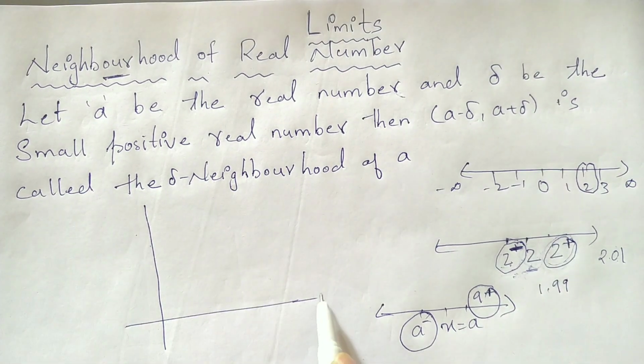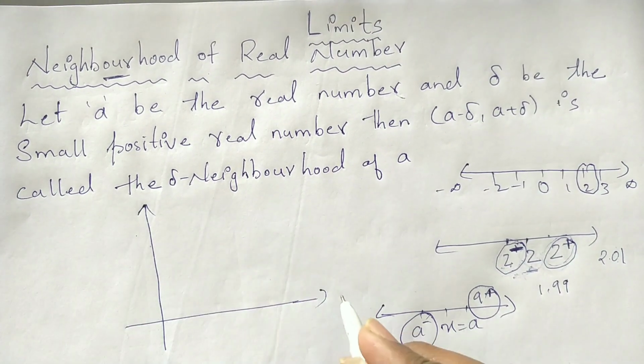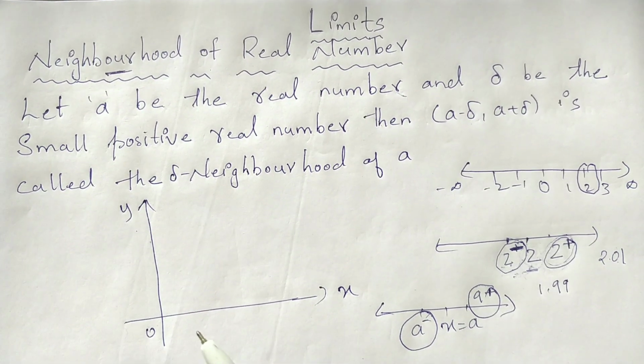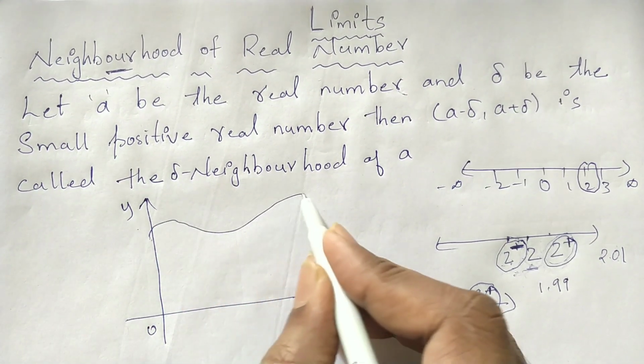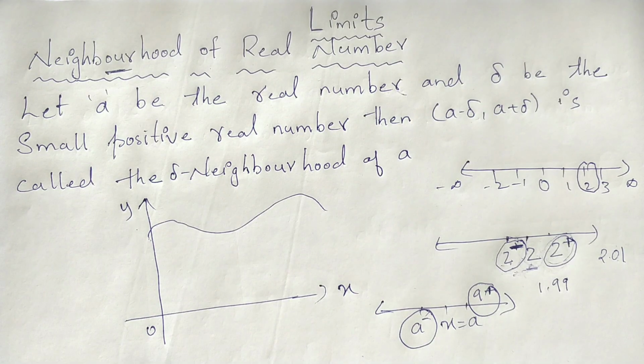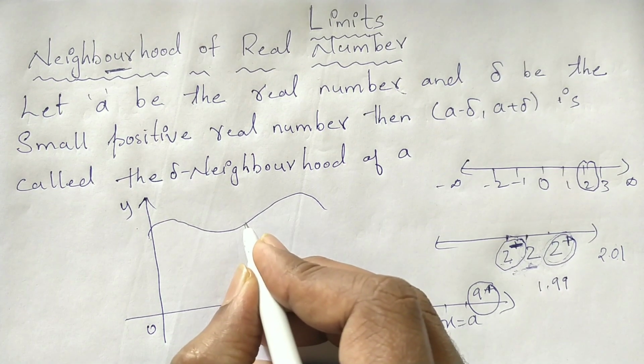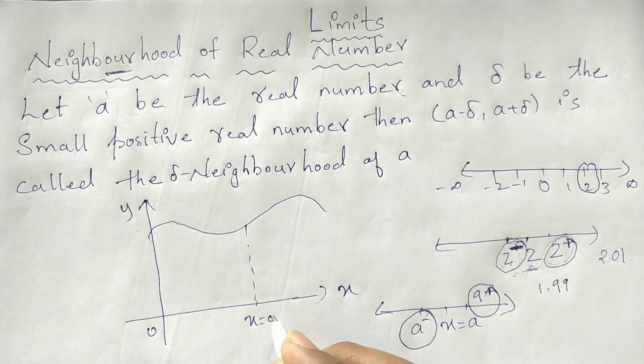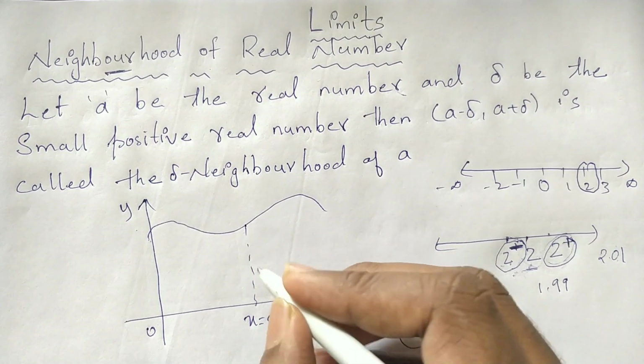So consider this is the x-y graph. This is the x-axis and this is the y-axis and this is the origin. Now consider any arbitrary function. So I'm getting, this is a function. Now at the function, this is the value at x equals a. Okay, this is the value of x equals a.